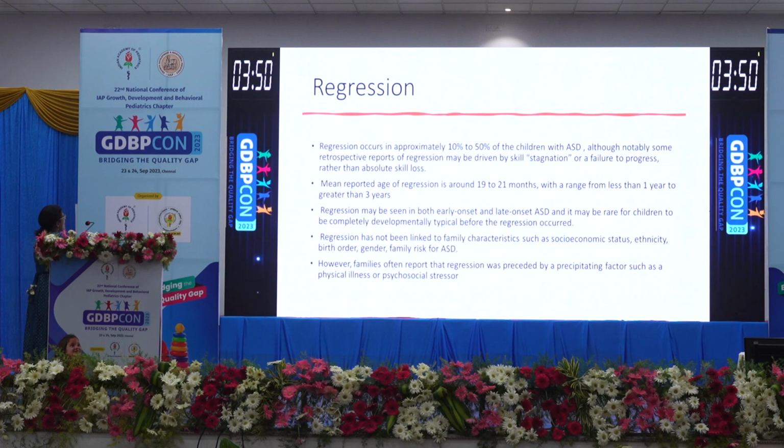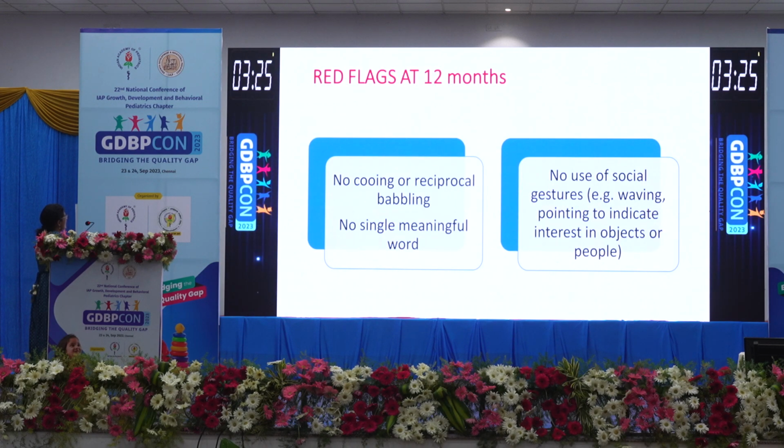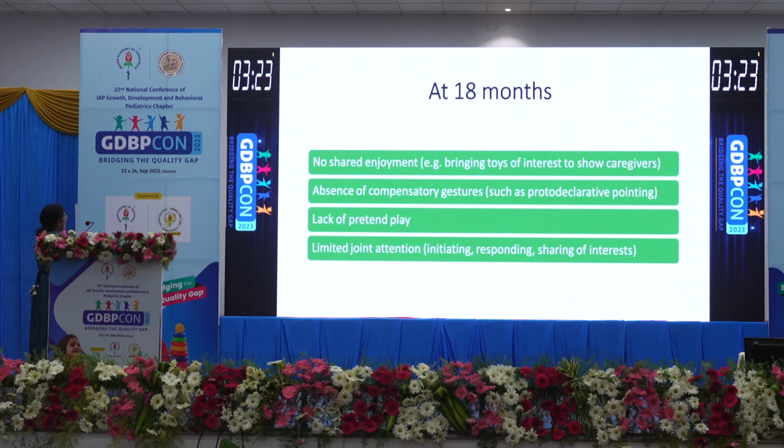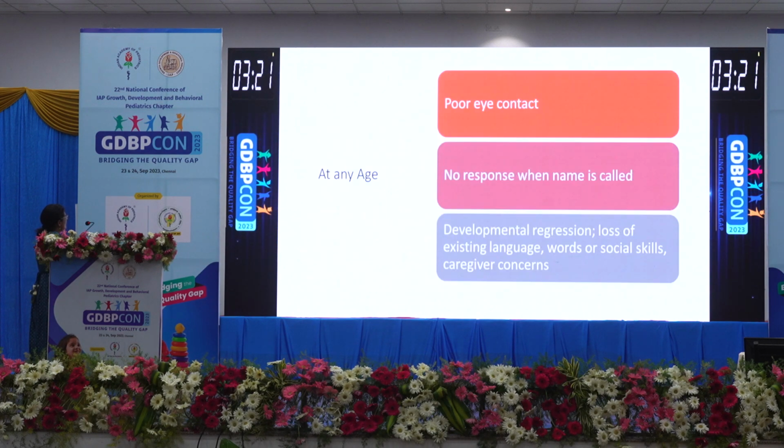The other thing we have to think of is regression, very, very important. Typically, the mother may feel that the child has been growing normally, but then suddenly has a setback, is not communicating much back with her, or suddenly stops speaking or is not uttering words. This is a red flag sign. These are the red flag signs at 12 months, 18 months, 24 months, and at any age: poor eye contact, no response when name is called, developmental regression.